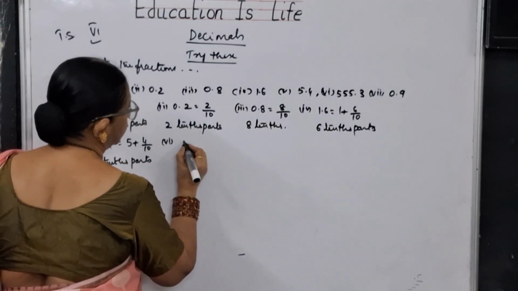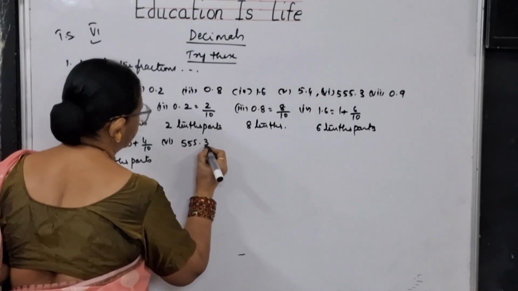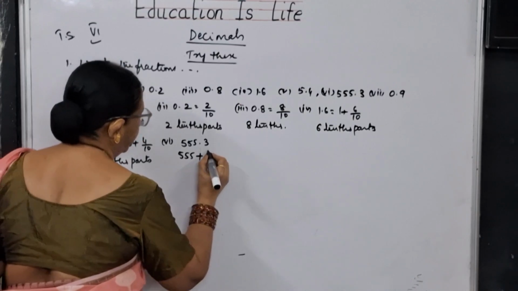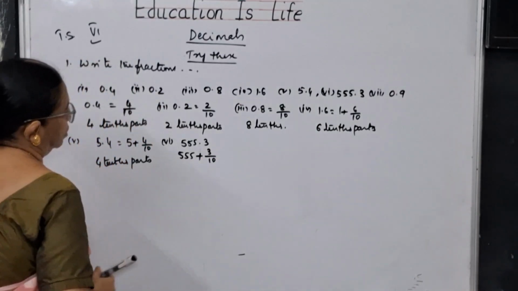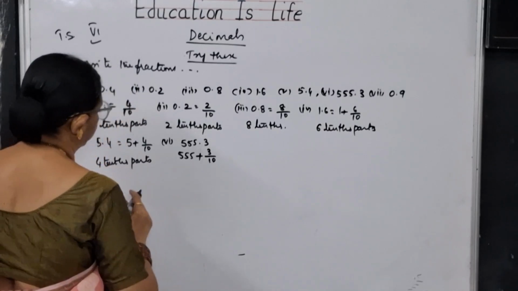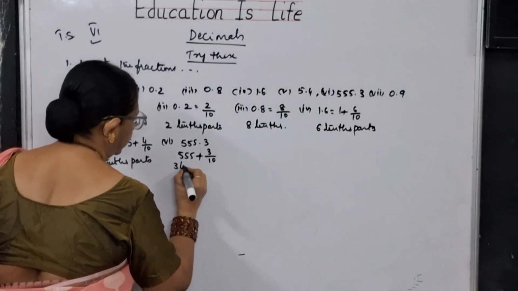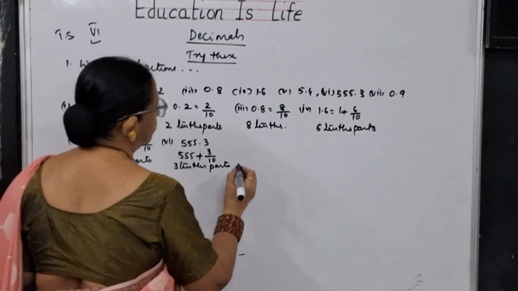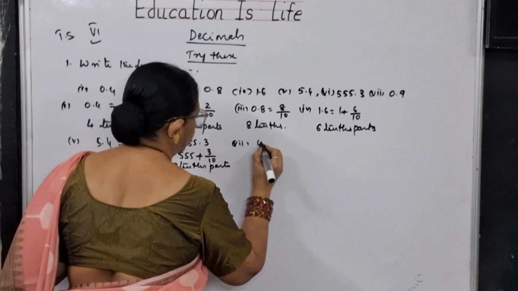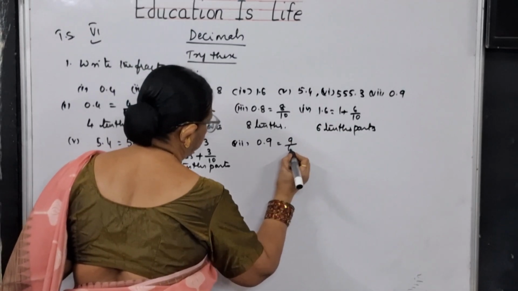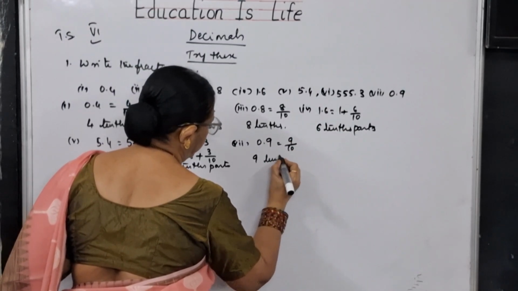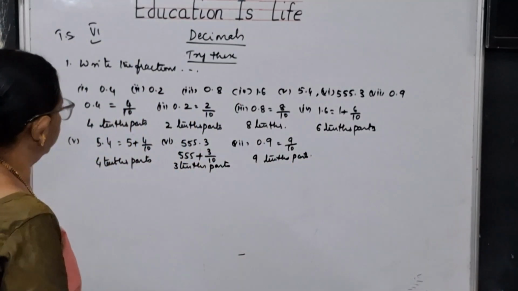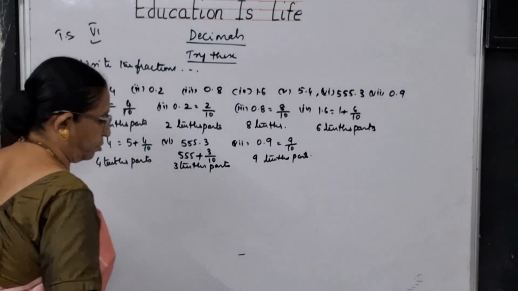Next, the sixth, 555.3. You have the integral part 555 plus 3 by 10. That means how many tenths parts? 3 tenths parts. Now the seventh one, 0.9, can be written as 9 by 10. So you have 9 tenths parts. So this is about the first problem, children.